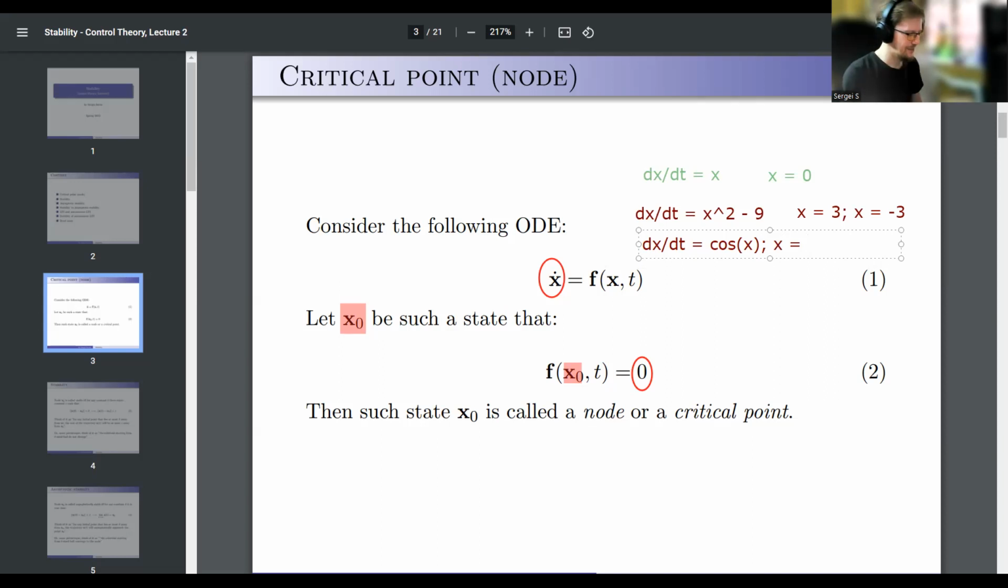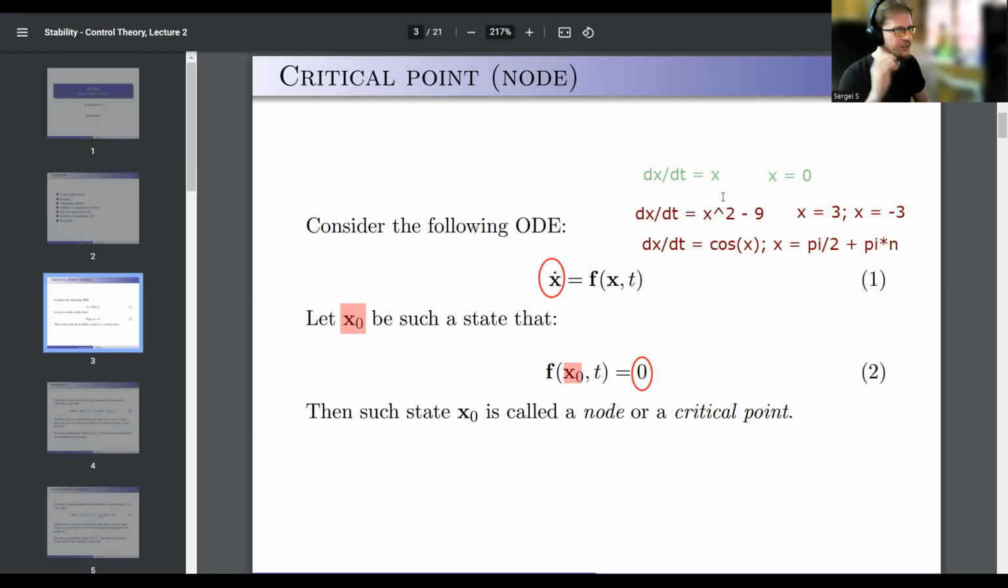Pi over 2 plus pi n. Yep. Pi over 2 plus pi times n, where n is any natural number. Right. Exactly. So you can see nodes are not difficult to imagine.